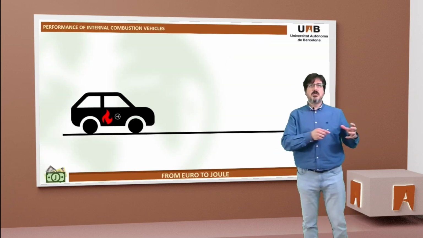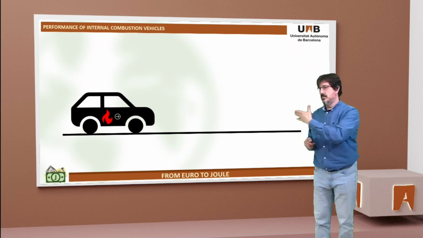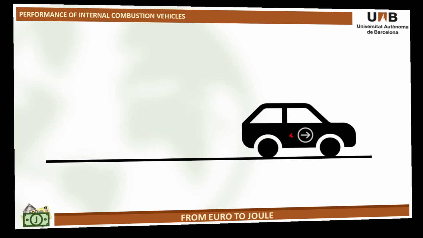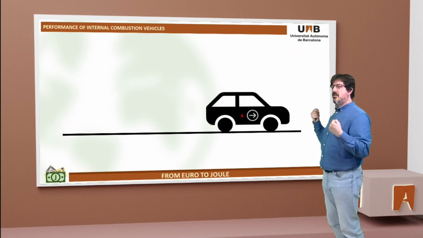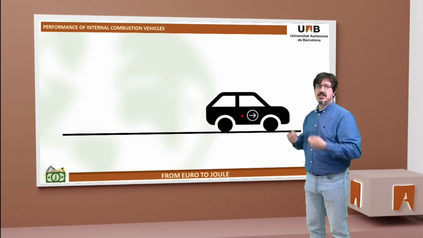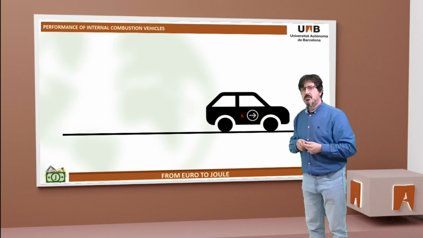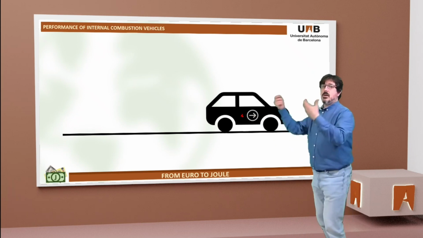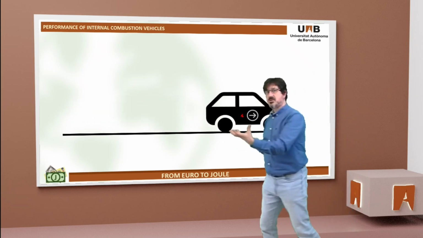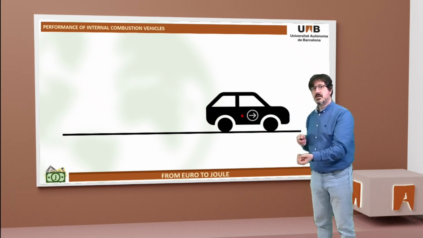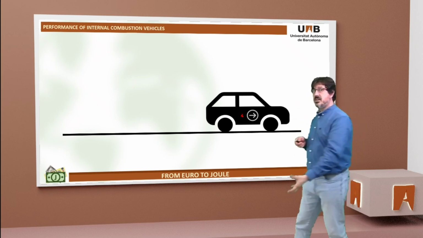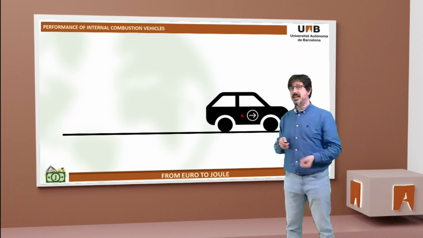Well, the performance of a vehicle, and let's start with the internal combustion vehicle, tells you about the thing that we need to make a movement of the vehicle. The vehicle is using a part of the energy that it is obtaining from the fuel to obtain kinetic energy of the vehicle. So we have a source that is our fuel that is burning, and part of this energy is converted into kinetic energy.